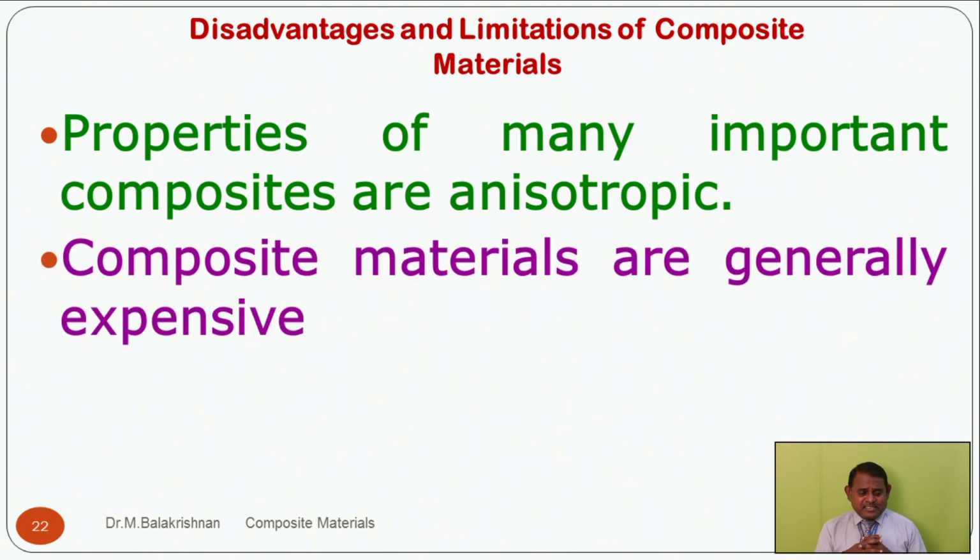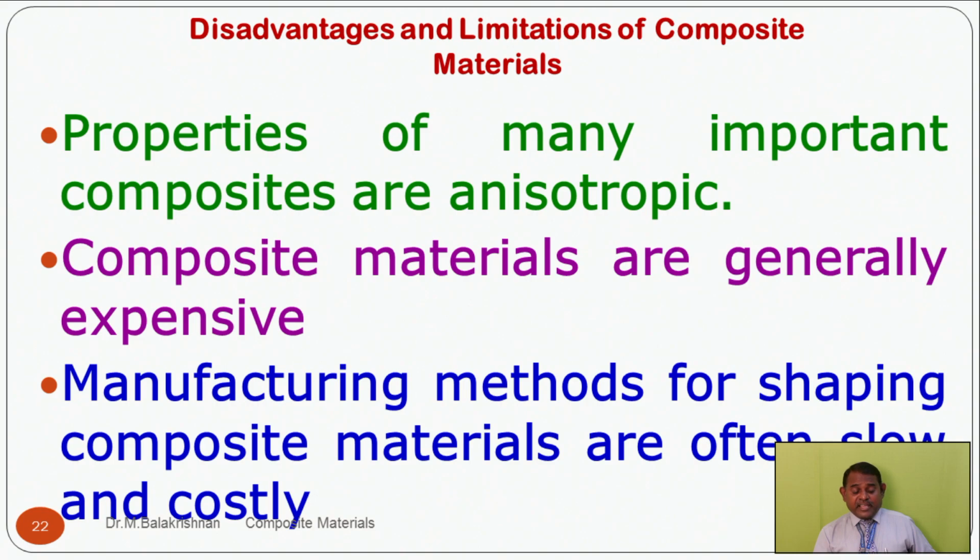And it is generally expensive. Composite materials are generally expensive, whether in matrix selection or reinforcement selection. And the third important disadvantage of composite materials is that manufacturing methods for shaping composite materials are often slow, and it is costly.